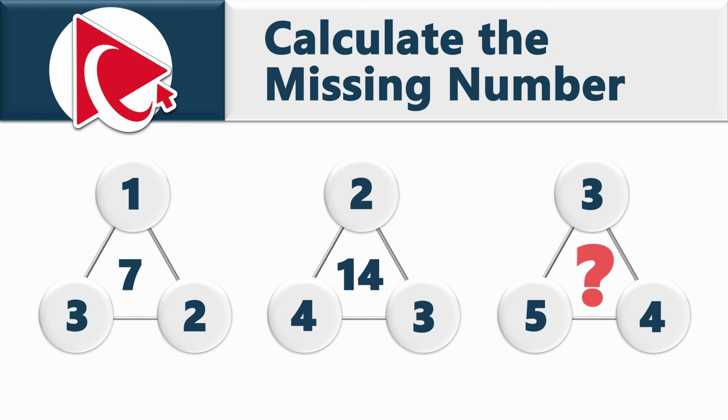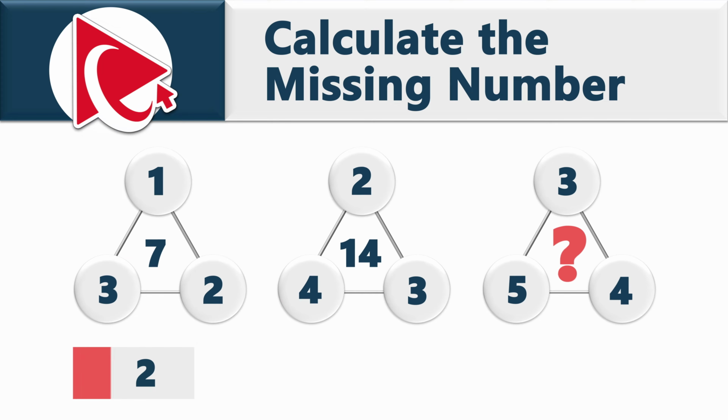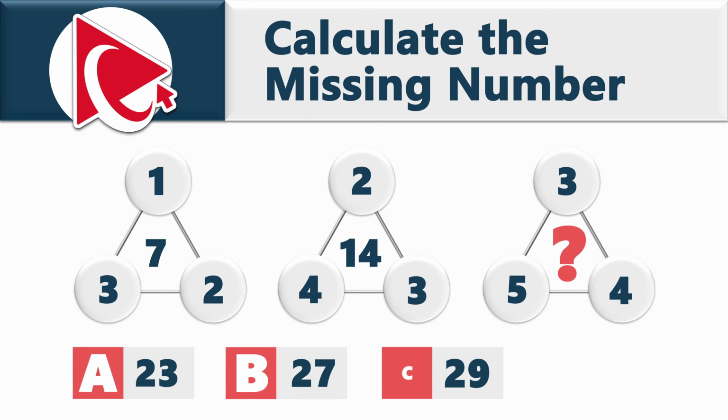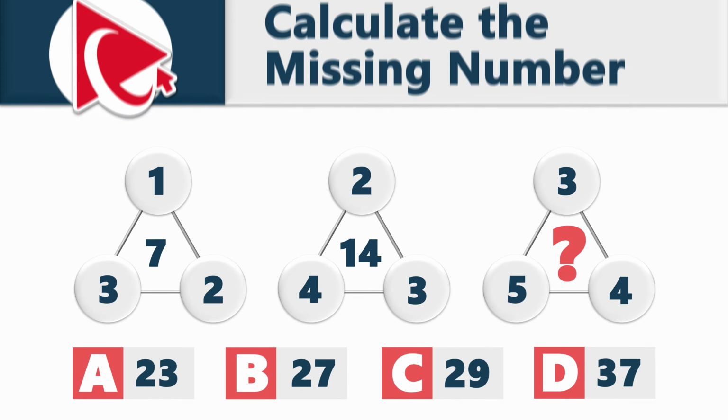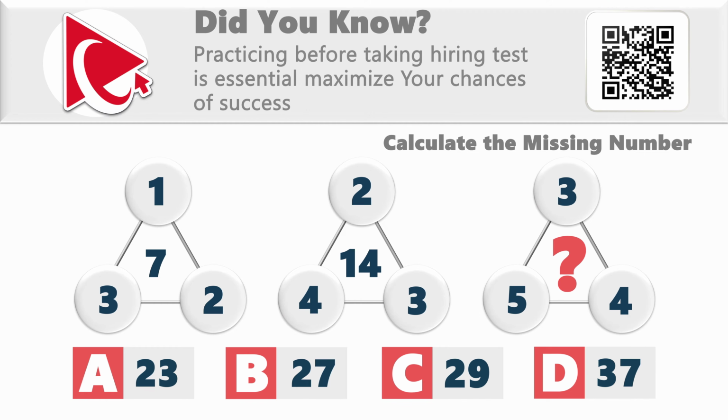And then missing number in the middle, which you need to calculate and select out of 4 possible choices. Choice A, 23. Choice B, 27. Choice C, 29. And last but not least, choice D, 37. I might know what you're about to say.